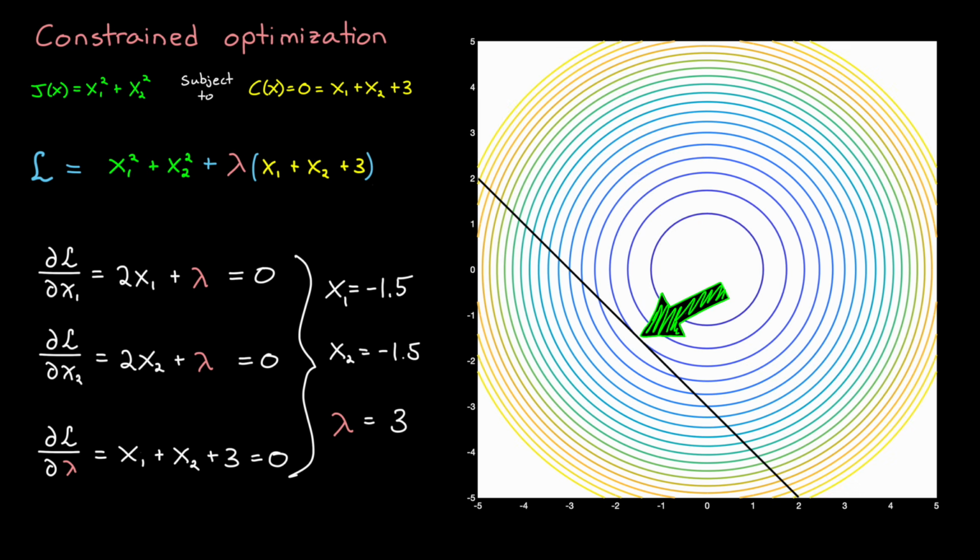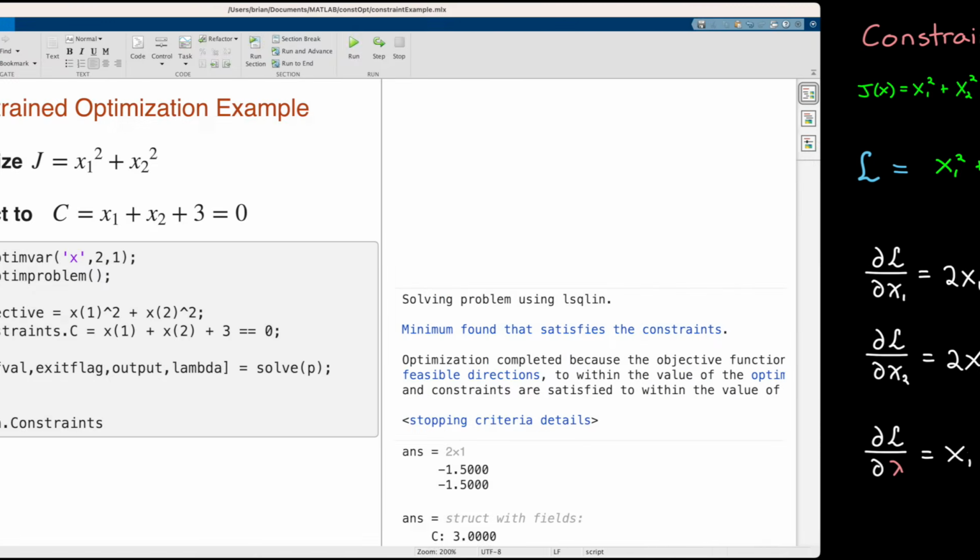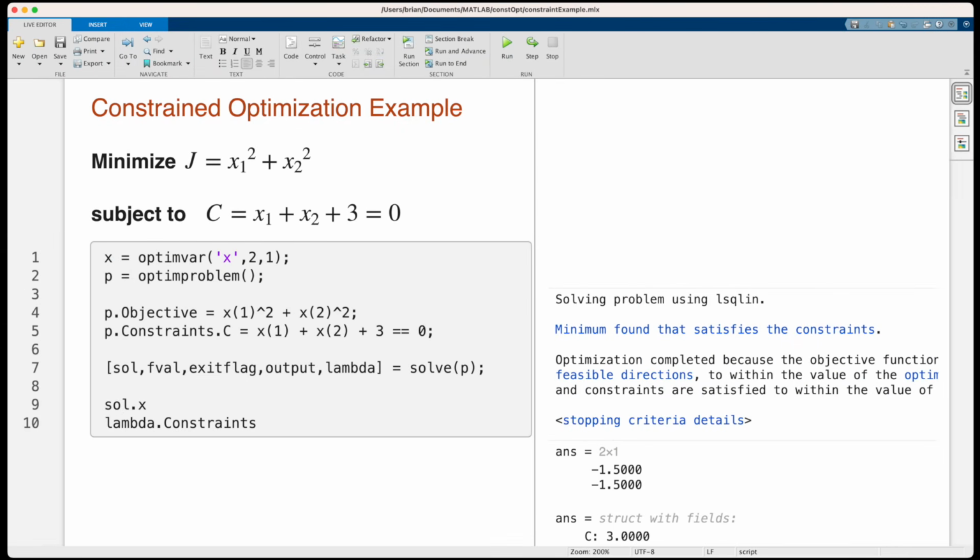All right, so now before I wrap up this video, I want to show you how we can actually solve this example in MATLAB, since more often than not, you're not going to be solving it by hand. I have this live script that uses the well-named function optimProblem to solve our optimization problem. And here I've defined the objective function x1 squared plus x2 squared, and then the constraint x1 plus x2 plus 3 equals 0.